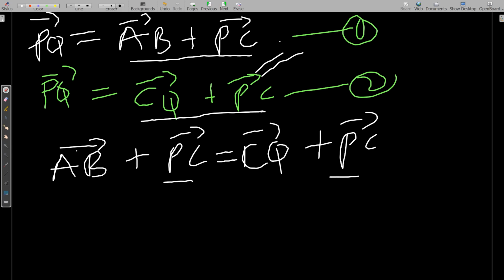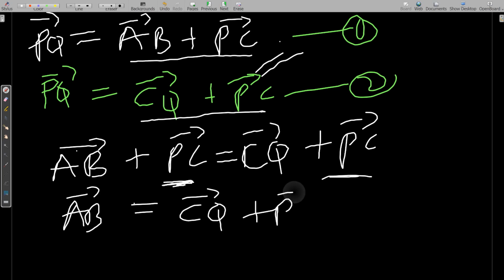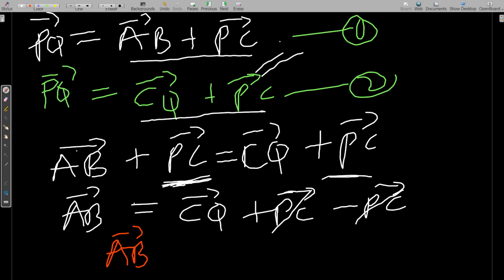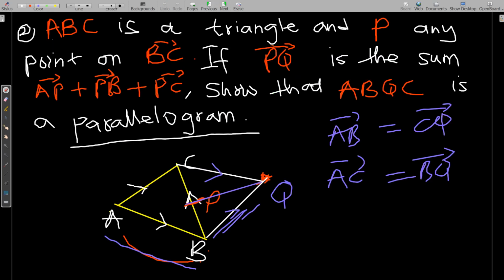Now PC is the same as PC. Let me pick this PC to this side of the equation. I'll have AB equals CQ plus PC minus another PC, because I took this PC to the other side of the equation, and this will cancel this, and I'll have the last one being AB equals CQ. Now let's check, is this the relation we wanted to show?